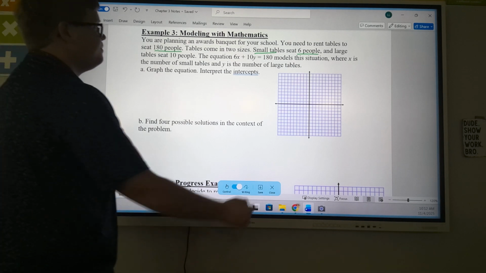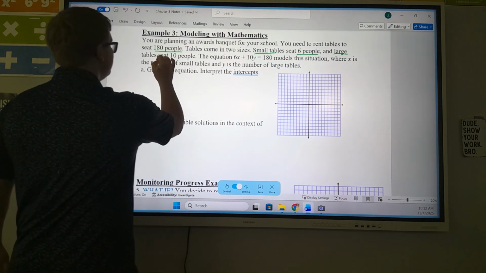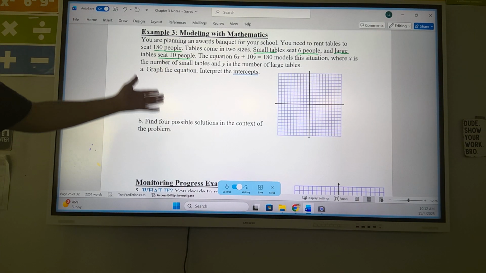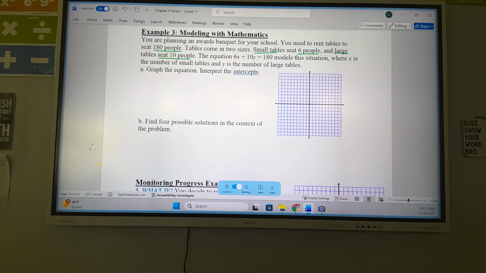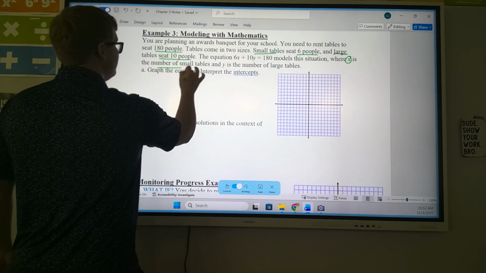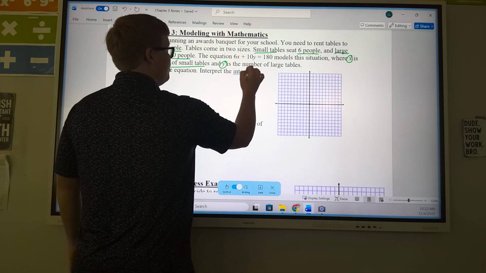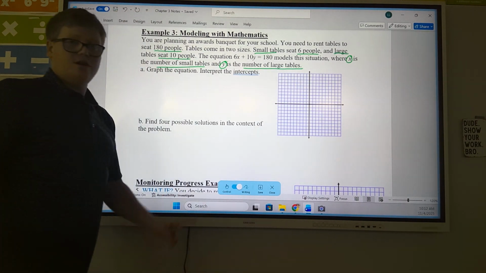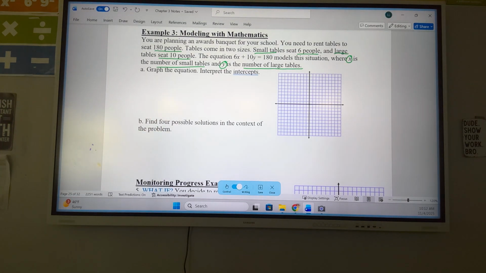sit 10 people. Okay? The equation, which is already written for us, 6x plus 10y equals 180, models the situation where x is the number of small tables and y is the number of large tables. Now, if you do not have the equation, sometimes it might ask you, hey, write this equation, knowing what x is and what y is. You should be able to write it based on the information you have.